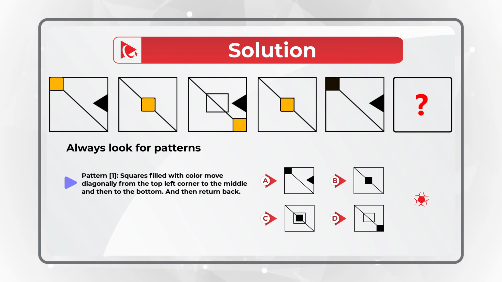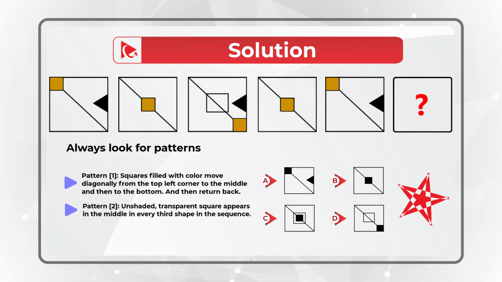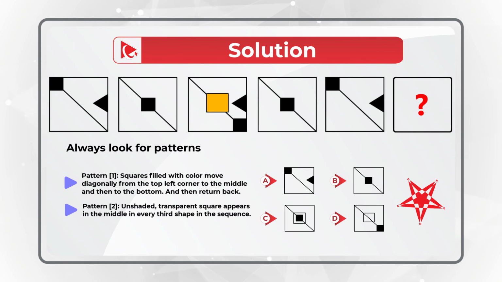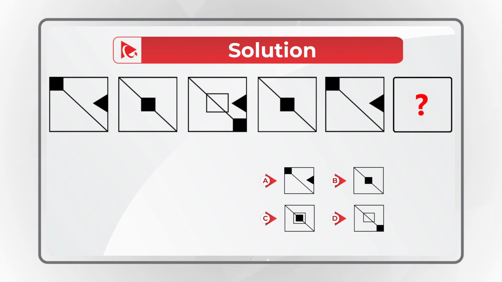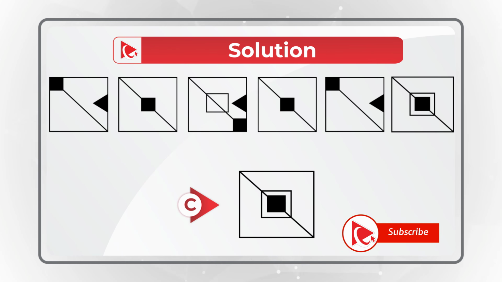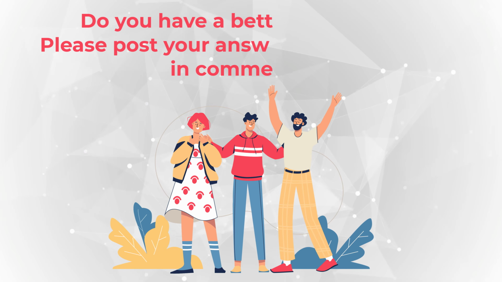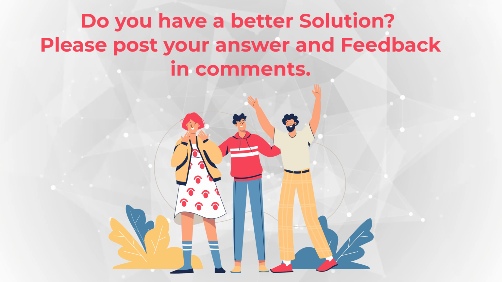Then they return back. The second pattern is that an unshaded, transparent square appears in the middle of every third shape in the sequence. And then the third pattern is that a triangle appears in the middle right section with every alternate shape. This is why the correct choice here is the rectangle with the black square as well as the unshaded, transparent square inside the middle, but without the triangle. Hopefully you've nailed this question and now know how to answer similar problems on the test.